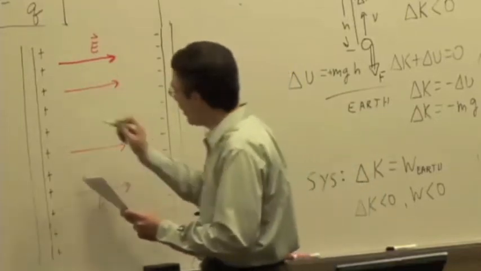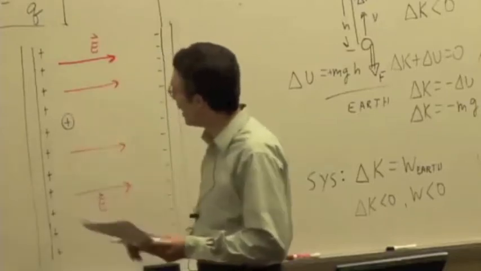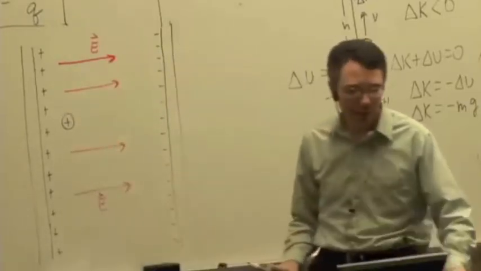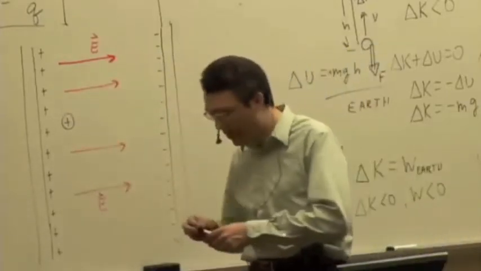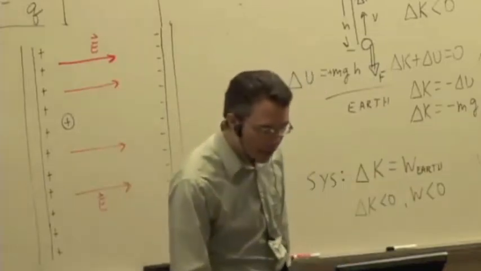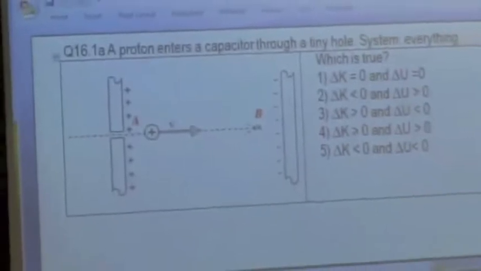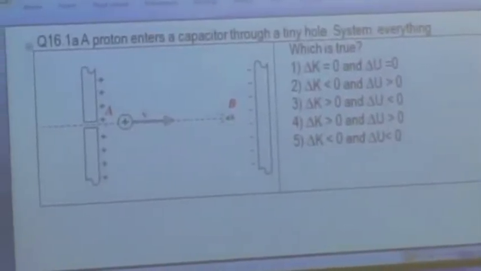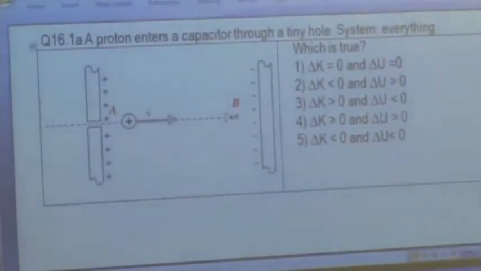I have a positive charge that enters inside this gap of this capacitor. So here's a question. You have a proton entering a capacitor. So let's say we even cut a little hole out of this so we can shoot the proton inside. And it enters into the capacitor and it has some initial speed, and it's moving from A to B.